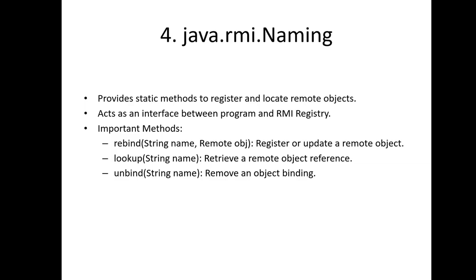Assume that it is similar to the phone application in your mobile. You can use it for saving phone numbers and contacts, as well as looking up the contacts. So what the Naming class will do is help to register and locate the remote objects in your RMI registry. It provides some important methods like rebind, lookup, and unbind.